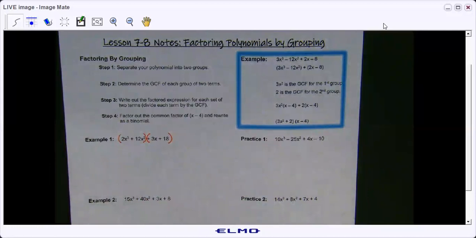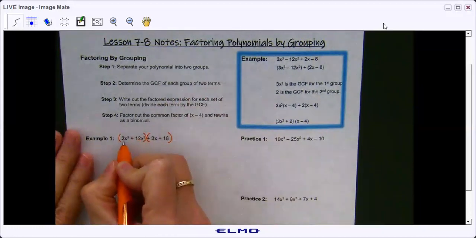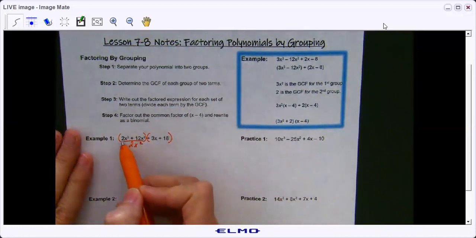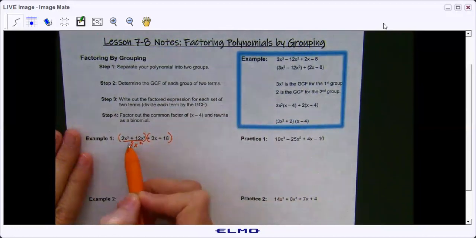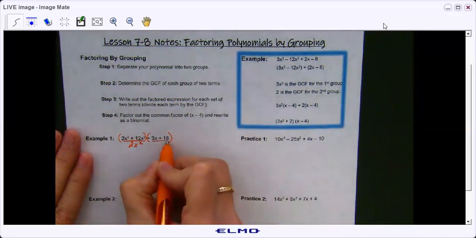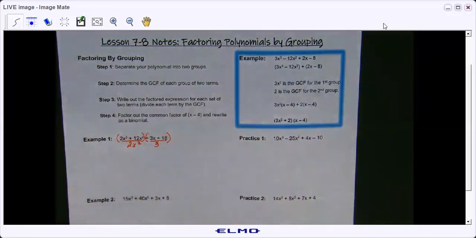And then step 2, determine the greatest common factor of each group of 2 terms. So in this case, our greatest common factor is 2x squared. The greatest common factor between 2 and 12 is 2, and x cubed and x squared is x squared. And then the greatest common factor between 3 and 18 is 3, and we can't factor out a variable there. Okay.